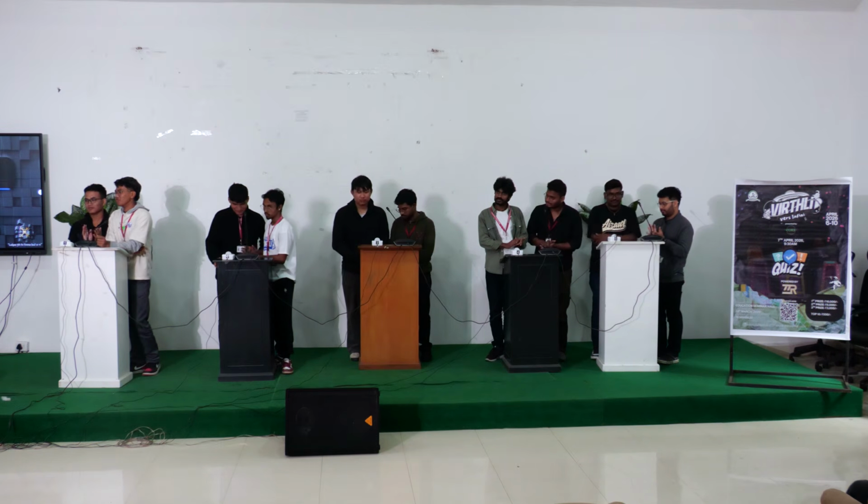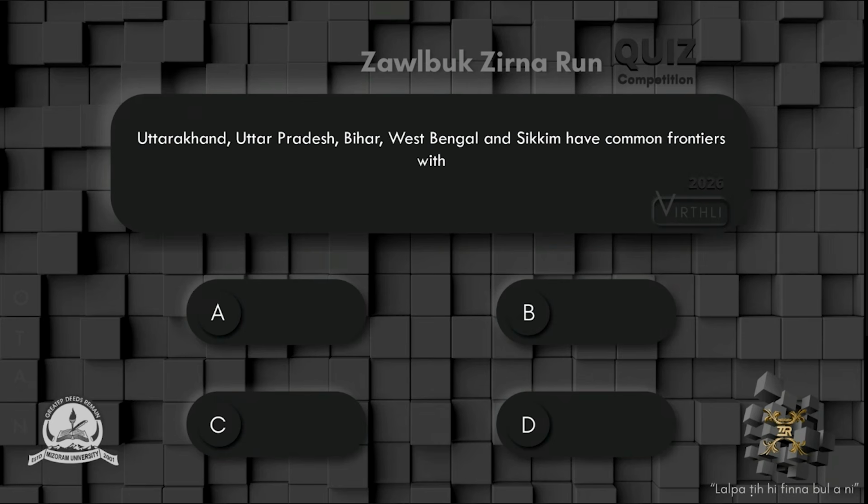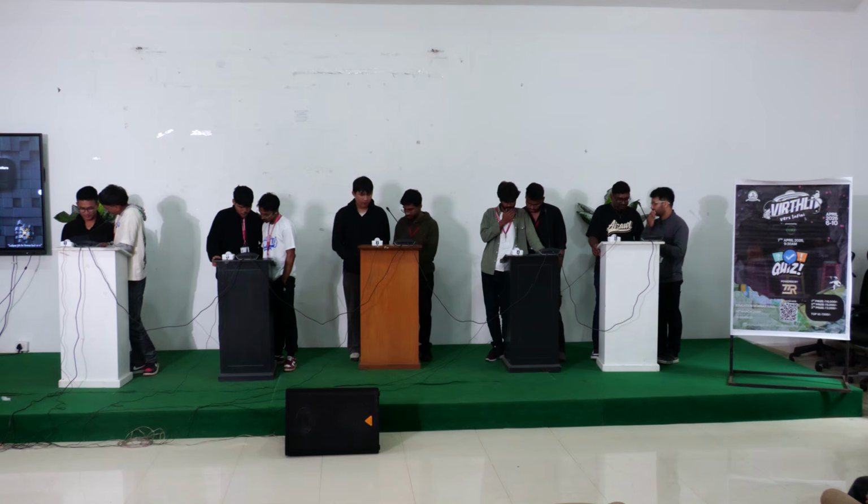Now, passing on to table 2. Are we ready? Okay, this is your question. Uttarakhand, Uttar Pradesh, Bihar, West Bengal and Sikkim have common frontiers with option A, China, B, Bhutan, C, Nepal and D, Myanmar. Your time starts now.